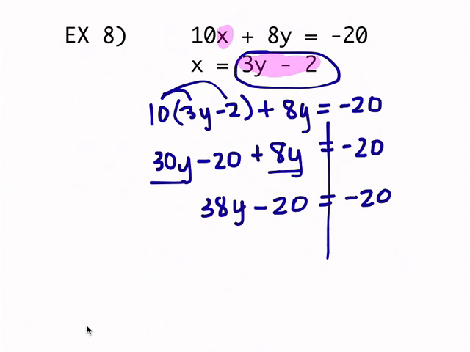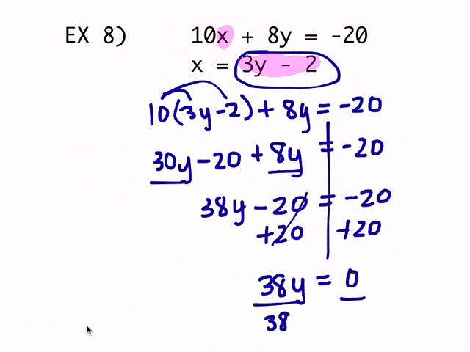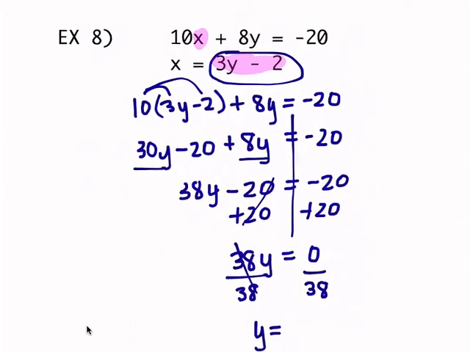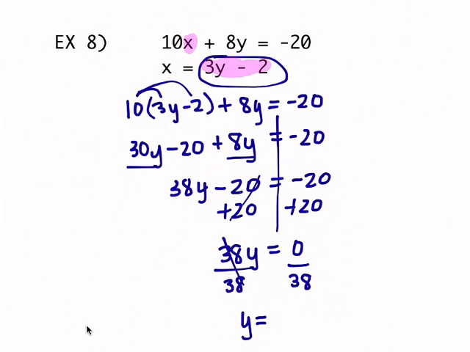Next I need to add 20 to both sides. So my 38y drops. On the other side, negative 20 plus 20 is 0. Next, I divide both sides by 38. So I get y is equal to 0 divided by 38, which is 0.